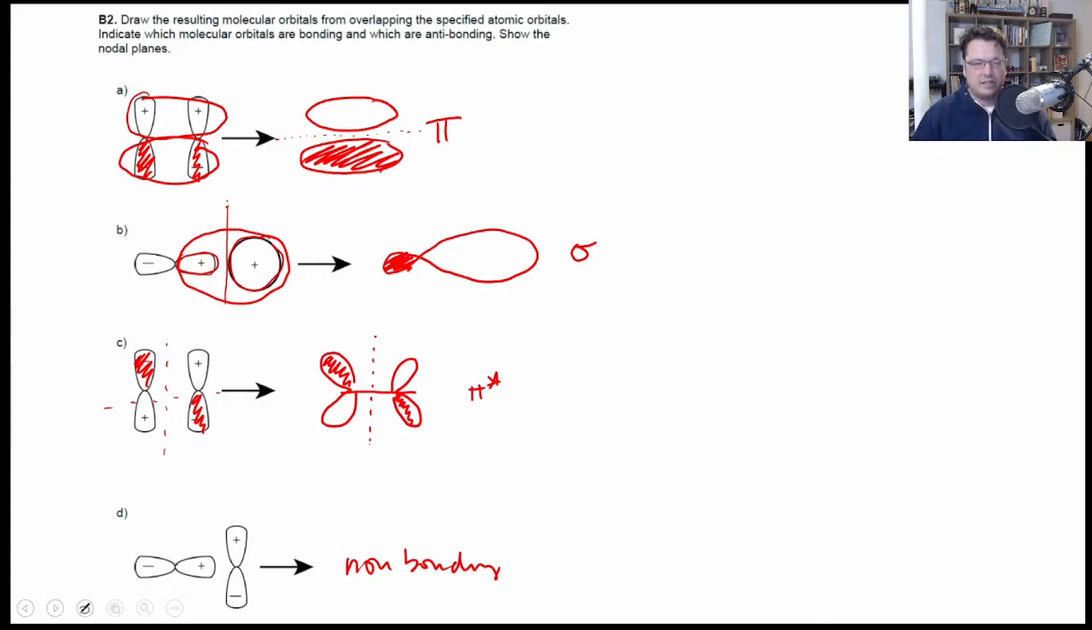So that's an important thing to think about with p orbitals and a lot of those directional atomic orbitals: when they're oriented in the incorrect way, they're not going to form a bonding interaction.